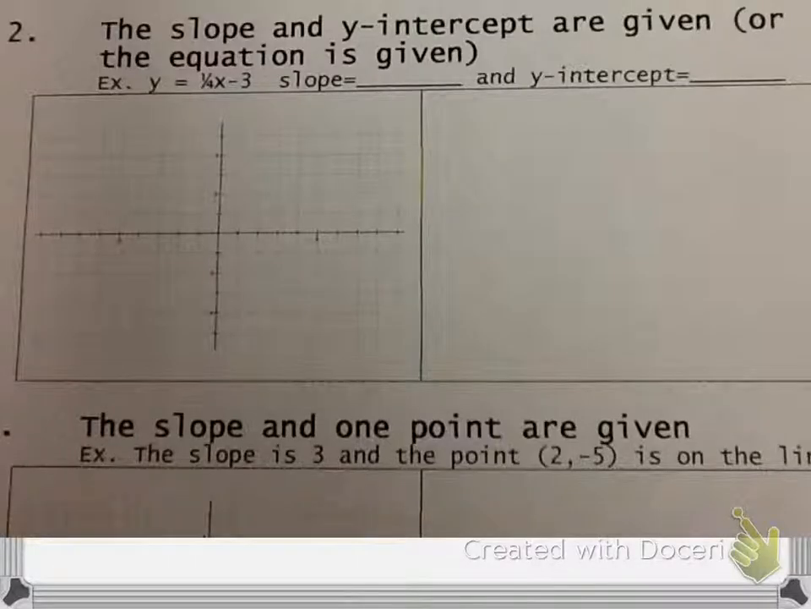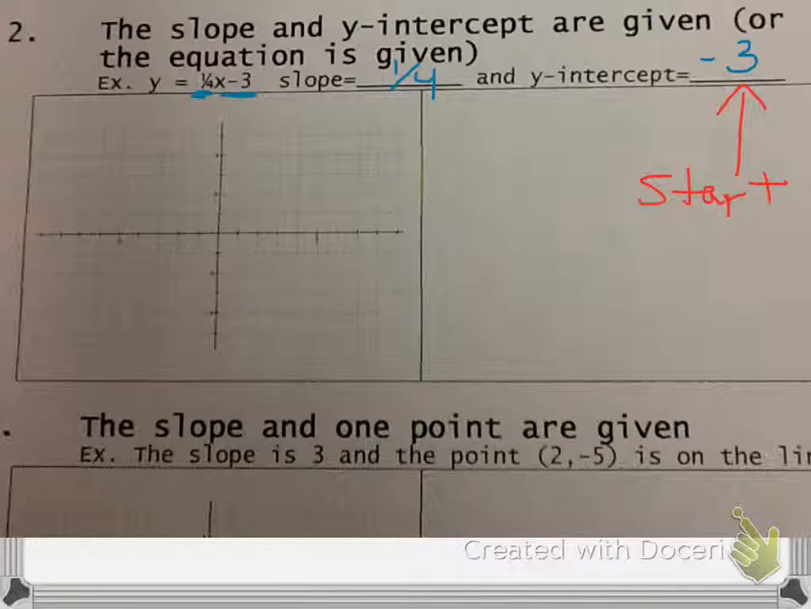Okay, the second scenario, what if we're given the slope and the y-intercept, or if we're just given the equation? From the equation you should be able to identify the slope and the y-intercept. So this line has a slope of 1/4, and it has a y-intercept of -3. You need to start not at the slope but at the y-intercept. So we start here.